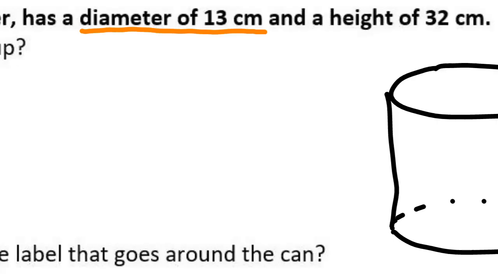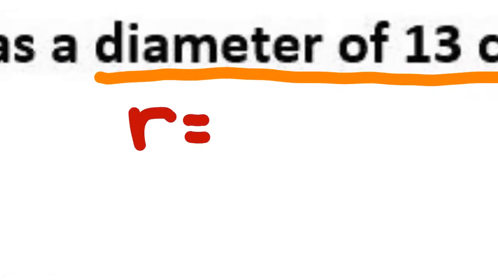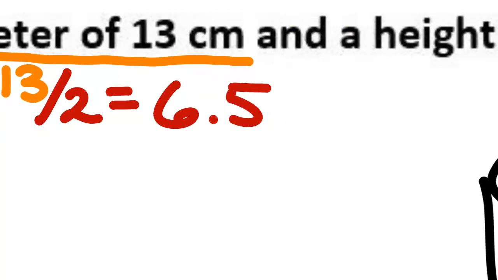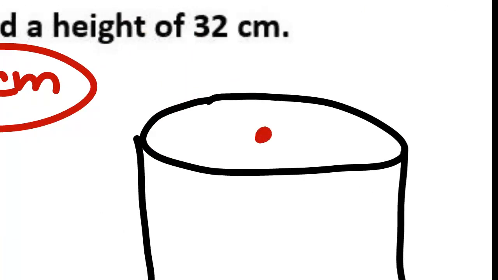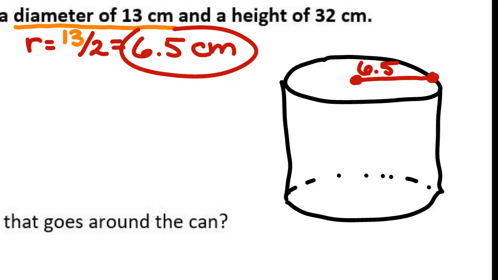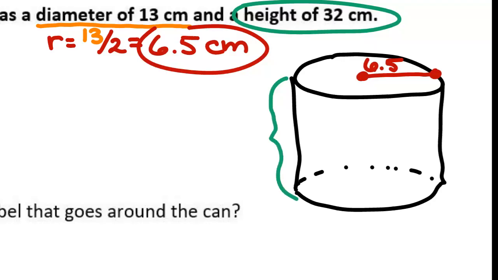Do we use diameter in either of these formulas? No, what do we use? Radius. If the diameter is 13 centimeters, how big is the radius? 6.5. 13 divided by 2 would give us 6.5 centimeters. I'm going to add that to my picture. From here to the edge, 6.5. And then it says we have a height of 32 centimeters.